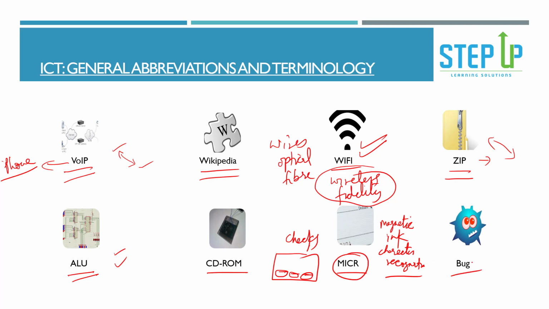Again, bug is very, very simple. It's a coding error, right? So a coding error in your computer program. Also, we sometimes use debugging, which is the process of finding errors in your program.